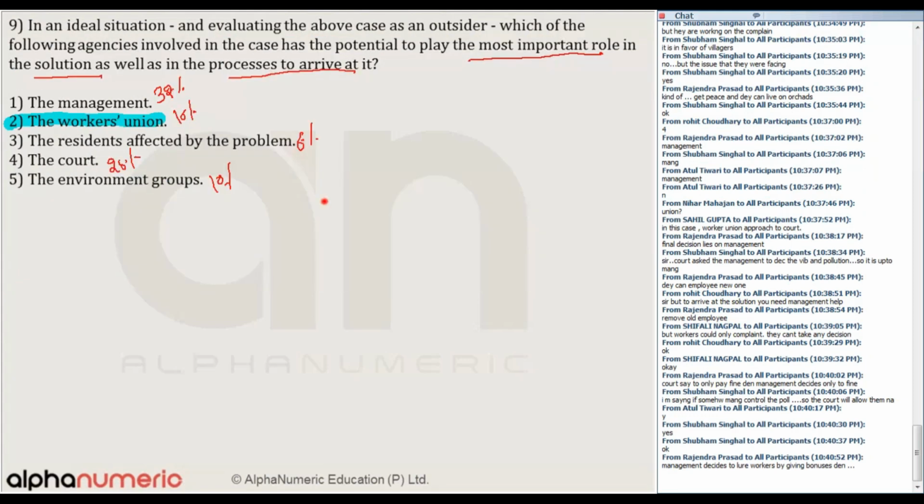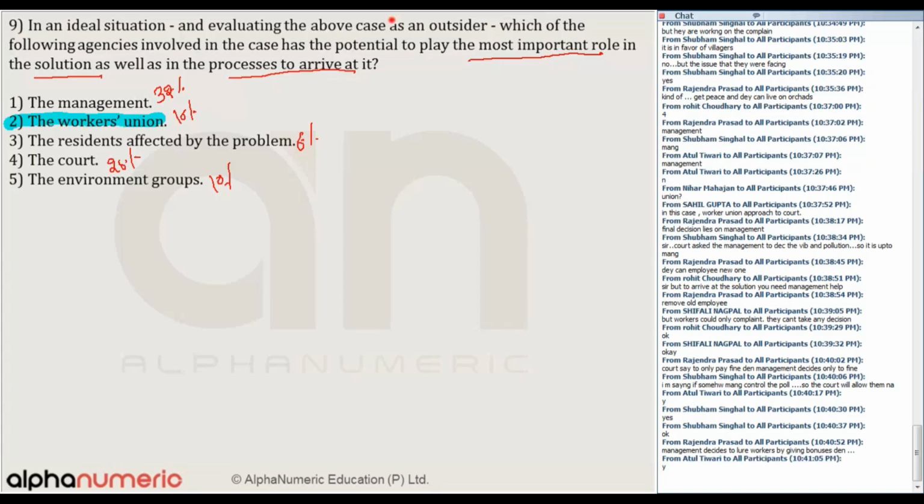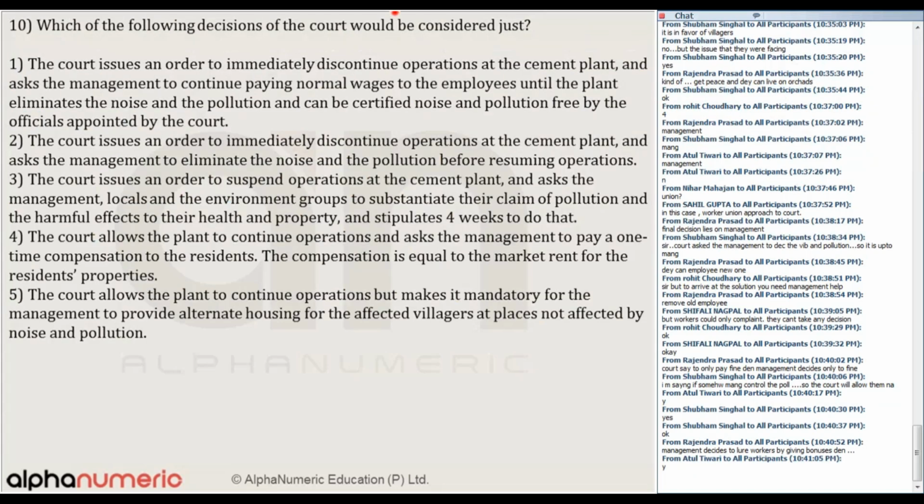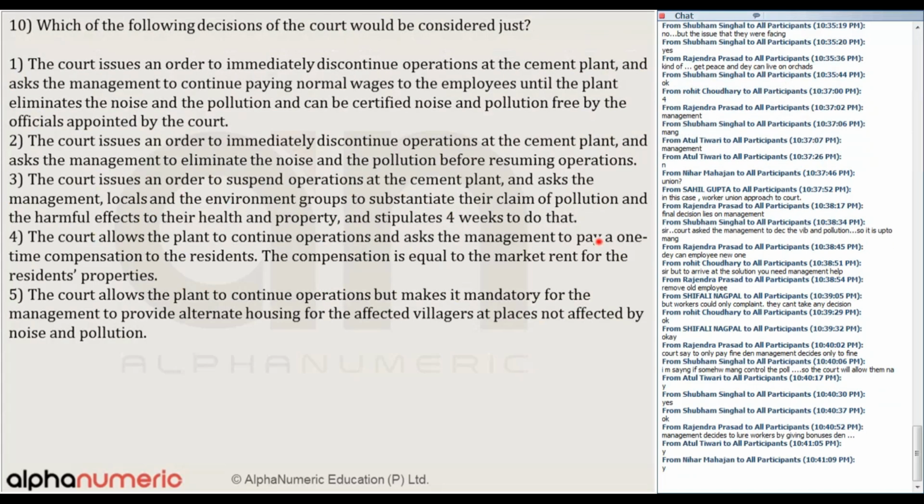Yes, that might happen, Rajendra, that side. Okay. So can I move to the next question and the last question? Which of the following decisions of the court would be considered justified? Okay. Let's see the result. The last question, question number 1. That is 23%, 16%. Third option 10%, 6%, 4%, and 19%.